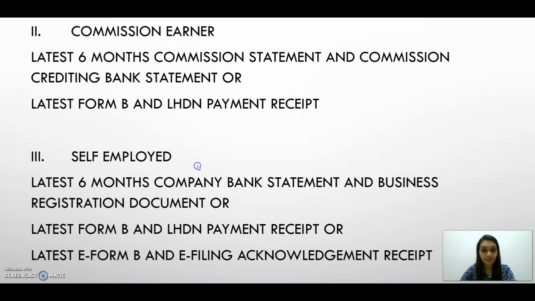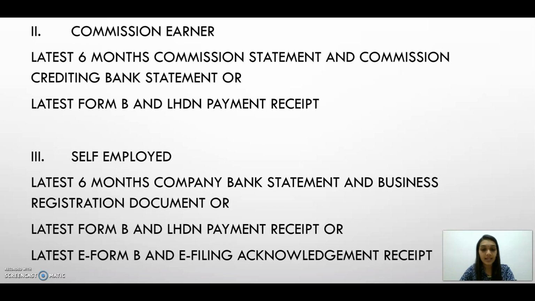EPF records. Next is for those who are commission earners. They need to submit latest 6 month commission statement and commission crediting bank statements or latest Form B and LHDN payment receipt. Then third is for those who are self-employed. They need to submit latest 6 month company bank statement and business registration documents or latest Form B and LHDN payment receipt or latest E-Form B and E-Filing acknowledgement receipt.